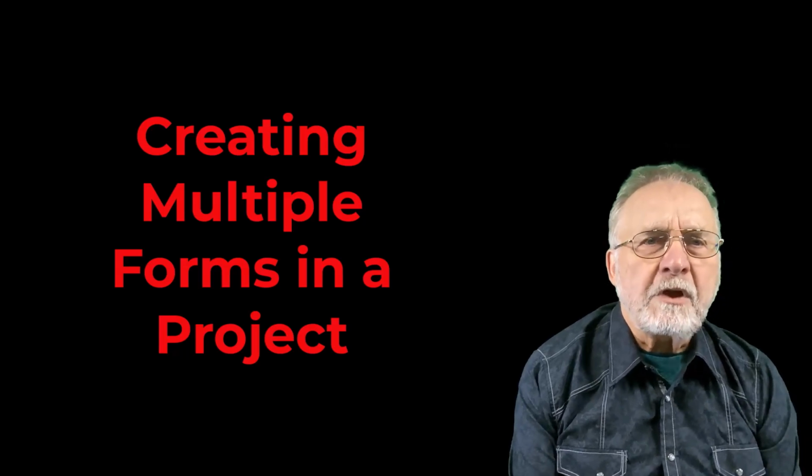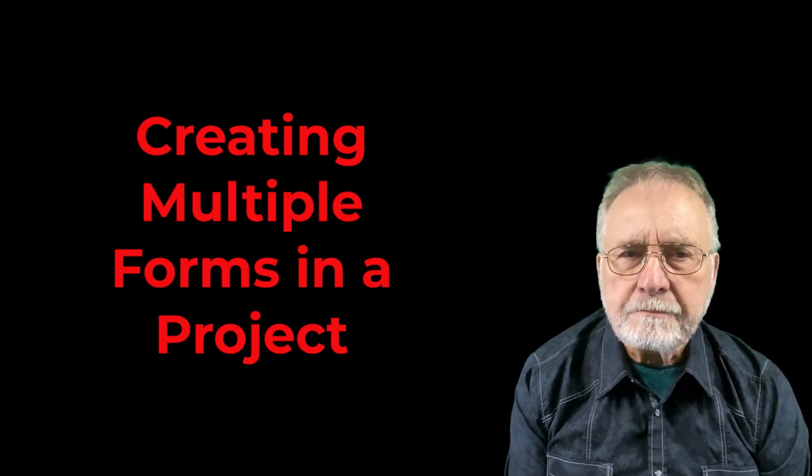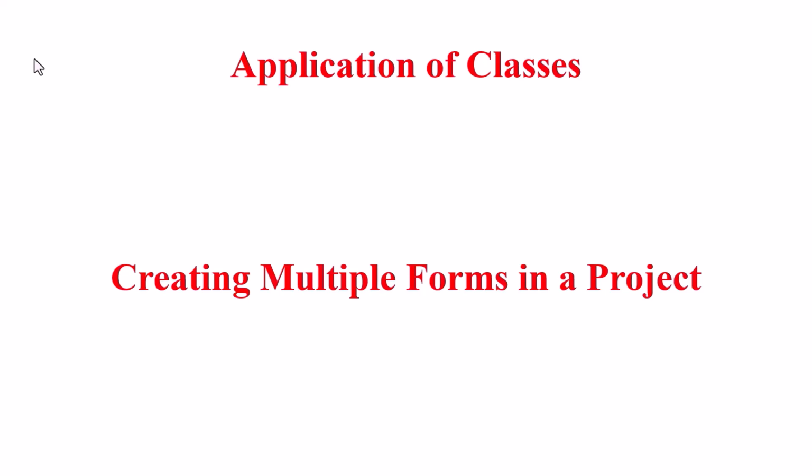Let's first examine how we can create multiple forms in an application. Take a look. Up to now, we've been doing quite a bit with classes. We've been looking at properties, how to establish classes, how to create instances of class, and so on. We're going to carry that on a little bit now and take a look at application of classes. We're going to actually create multiple forms in a project because a form is a class. So let's take a look at that.